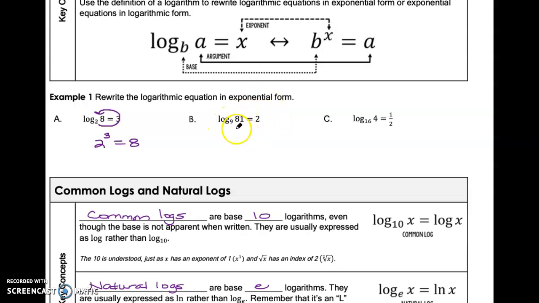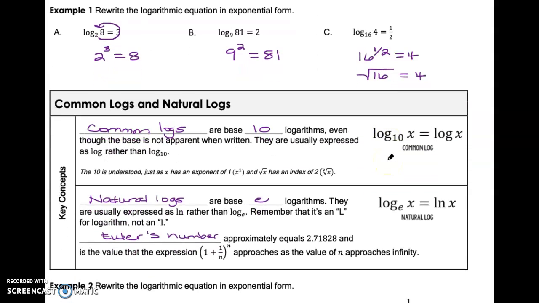So for B, we have a base of 9 raised to the power of 2, which is going to result in 81. And then for C, we have log base 16 to the 1/2 is equal to 4. And remember that a 1/2 power is the same as a square root. And we know that the square root of 16 is equal to 4.